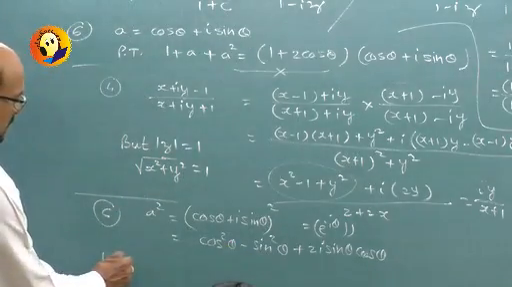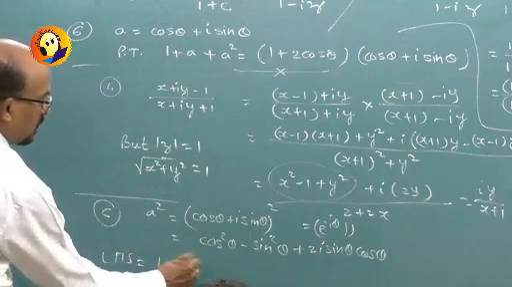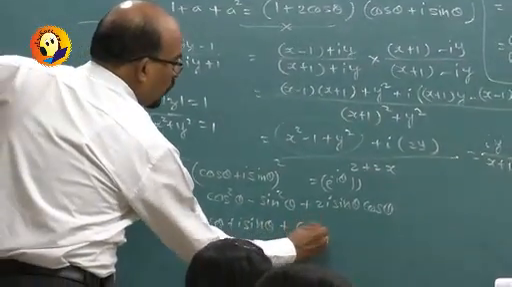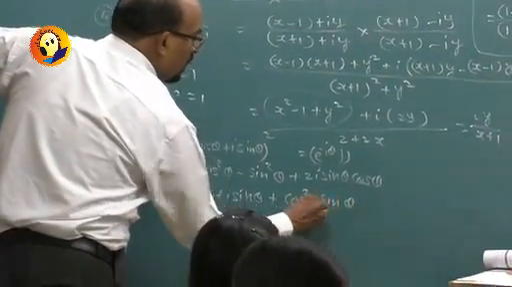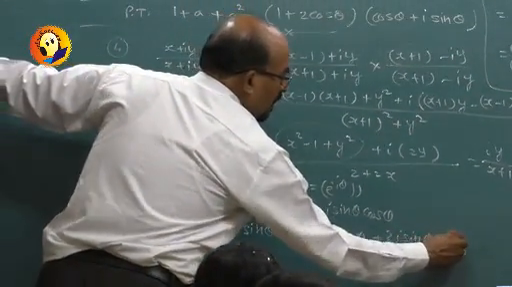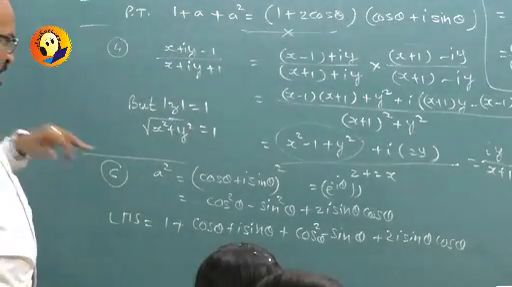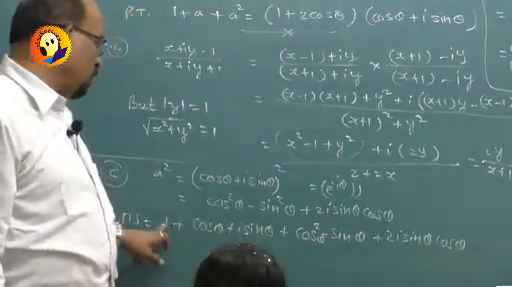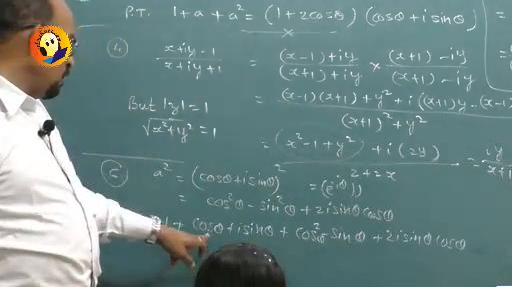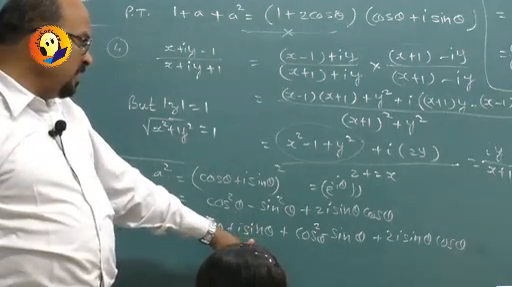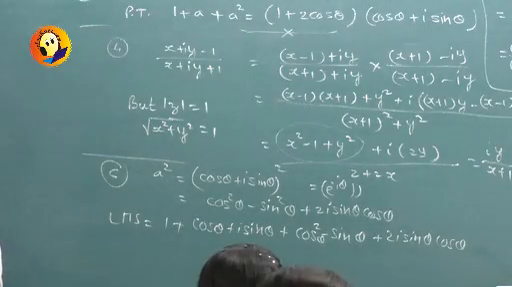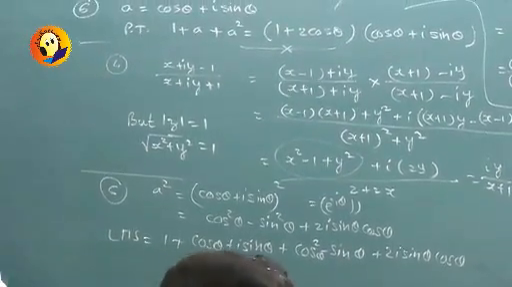We will start with LHS, saying that 1 plus cos theta plus i sin theta plus cos square theta minus sin square theta plus 2i sin theta cos theta, and I suppose we get the answer, because 1 minus sin square becomes cos square, so this will be 2 cos square theta plus cos theta, and if you take i sin theta common, yeah, we will get it, right? Do it.